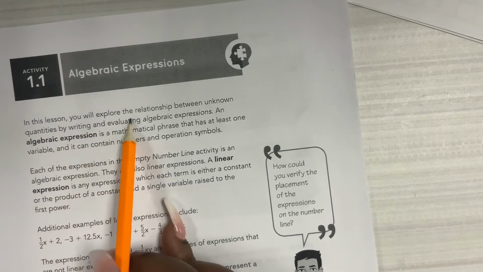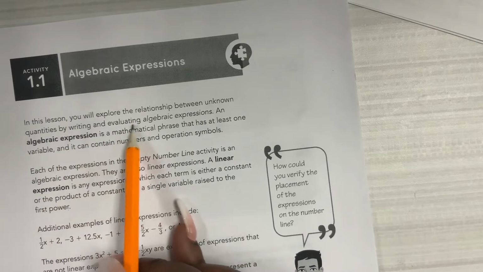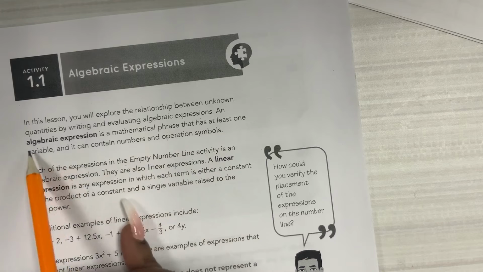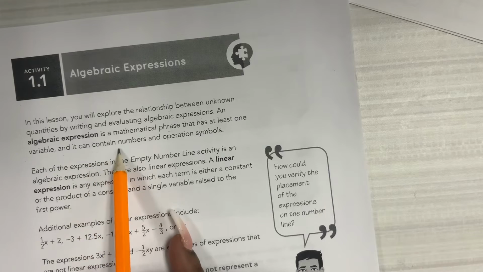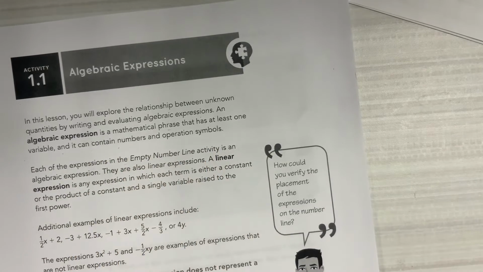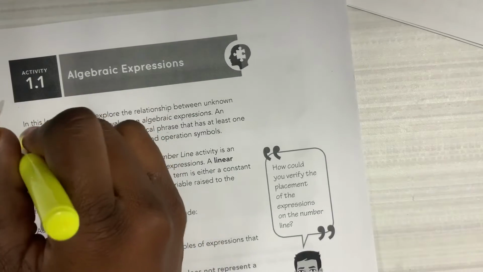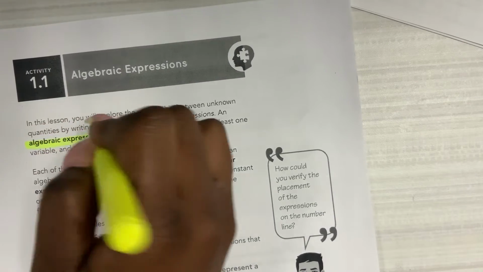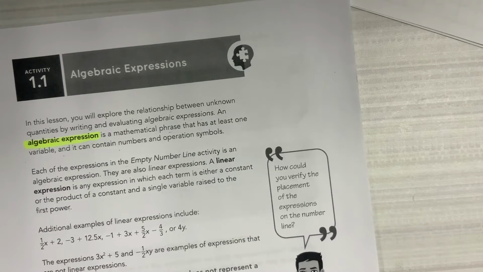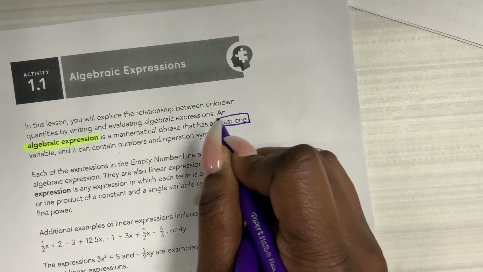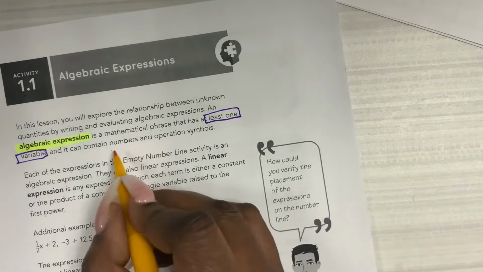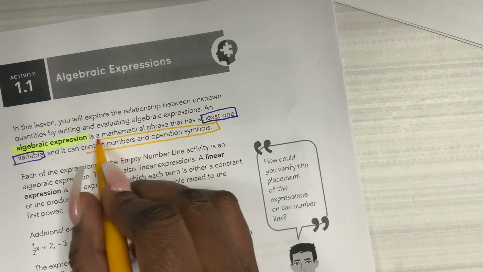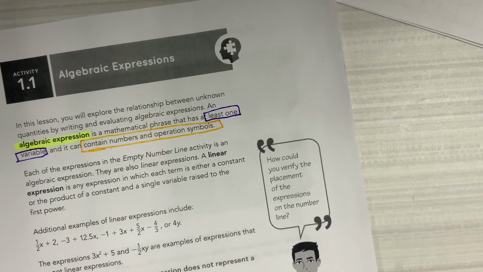So in this lesson, you will explore the relationship between unknown quantities by writing and evaluating algebraic expressions. An algebraic expression is a mathematical phrase that has at least one variable and contain numbers and operation symbols. So I want to focus on that real quick. So they said a few things. An algebraic expression is a mathematical phrase that has at least one variable, and it can contain numbers and operation symbols. All right, that's all we need to know.